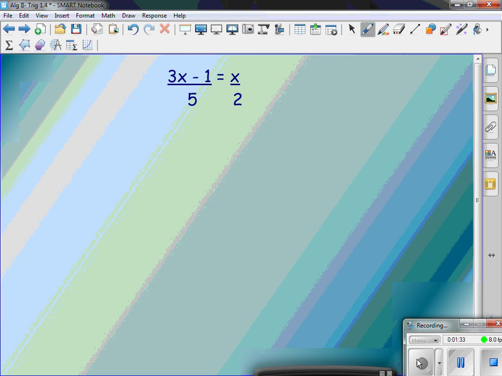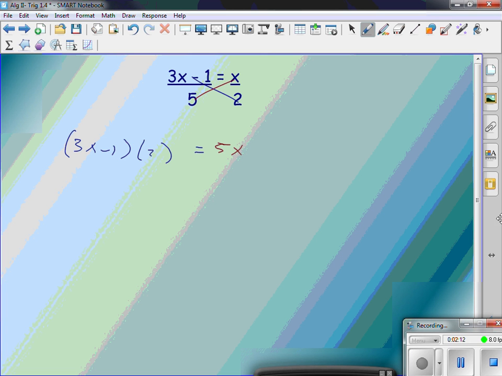We covered direct variation. These are proportions. This is nothing new. You should know how to solve a proportion. What do I have to do in order to solve (3x minus 1) over 5 equals x over 2? There's nothing to distribute. Cross multiply. What do you mean by cross multiply? (3x minus 1) times 2. And then I also take 5 times x, and I'm just going to write 5x.